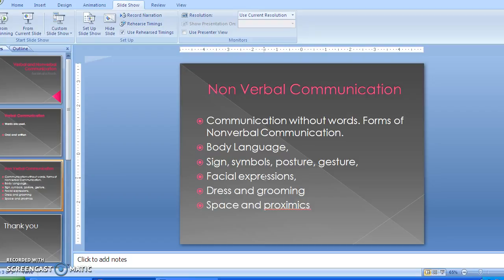Now, eye contact is very important whenever you go for an interview, or whenever you are having a public meeting or giving a lecture. Eye contact is very, very important. Without eye contact, communication can be one way. So have a good eye contact. And dress and grooming. Dress and grooming are also a very important aspect of our communication.